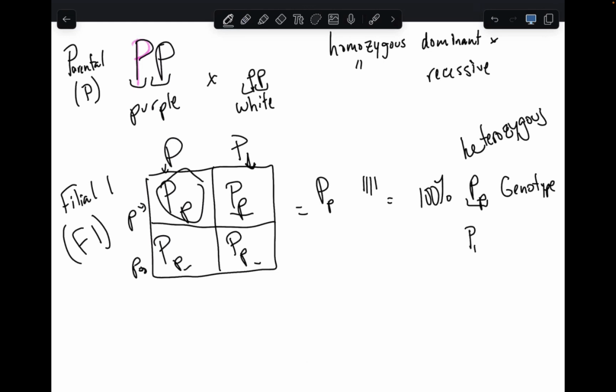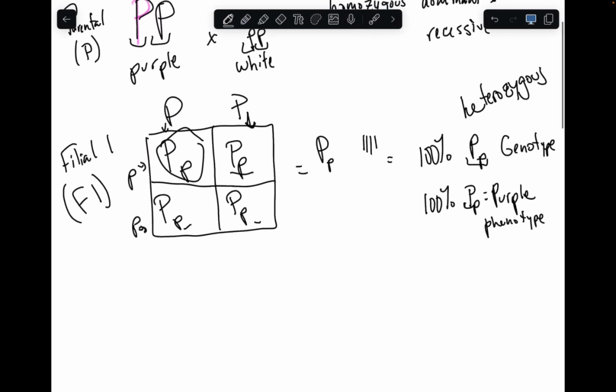Well, big P, little p equals purple, right? Anytime, because purple is dominant. So every big P, no matter what, that's going to be purple. So purple is my phenotype. So 100% purple. Okay, so this is what Mendel saw, right, when he looked at his P's.